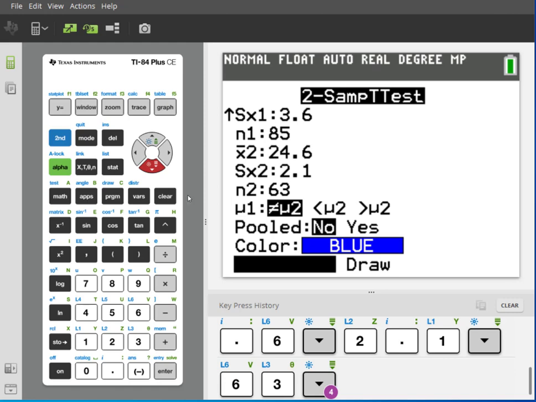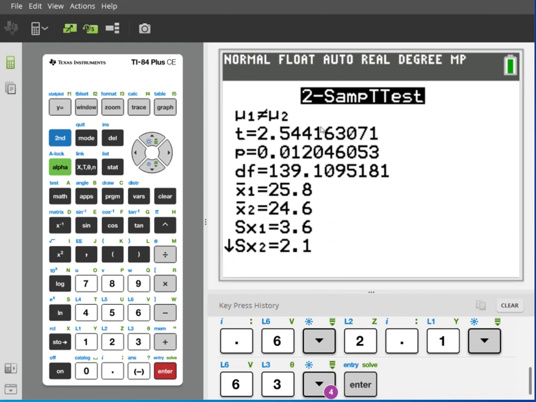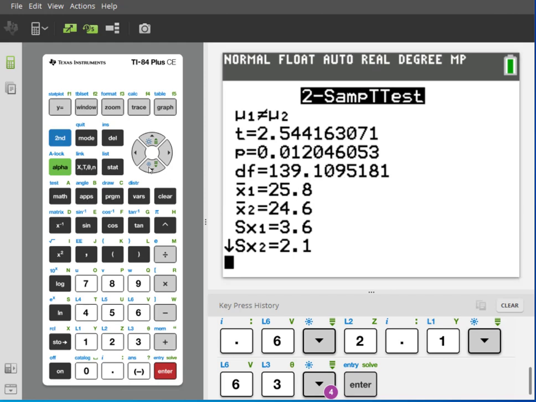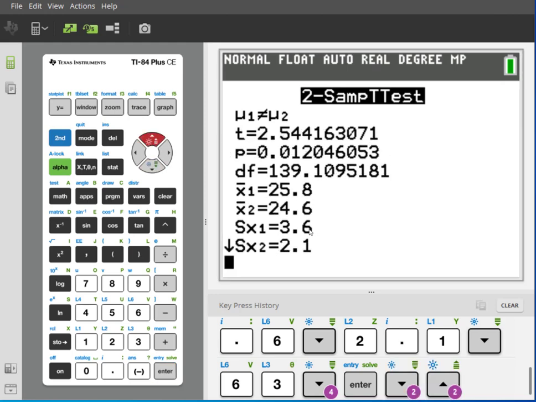Okay. Then come down to calculate, press enter, and it will run the calculations for you. The first two items that it shows, we have a test statistic. We might need that as an answer. And after that is the p-value for your test, and that's probably the thing that you're looking for. Next you have DF, which stands for degrees of freedom, so that's the number of degrees of freedom it used. And then afterwards, it repeats the sample information that was provided.